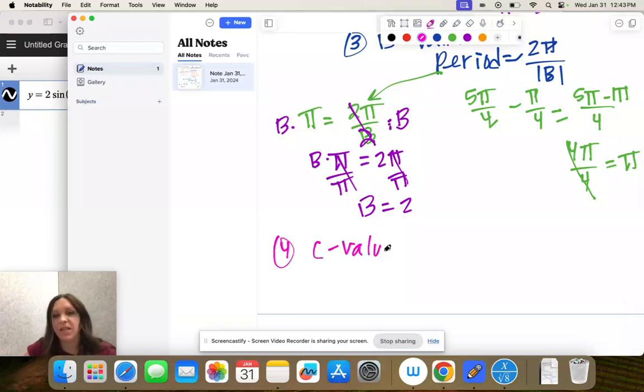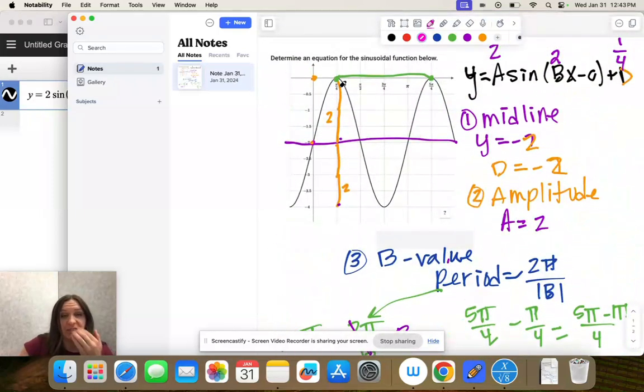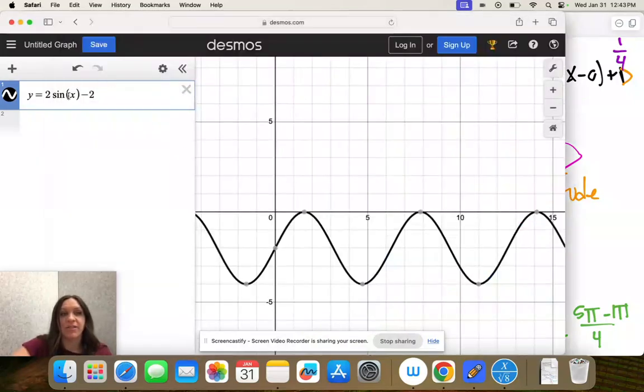And you get that from the horizontal shift. So how has the graph shifted horizontally? And this one actually hasn't. That point that we started with on our regular sine graph, it's just come down. It hasn't gone left to right. It's still right on the axis, right at this -2. So this one actually doesn't have a phase shift.